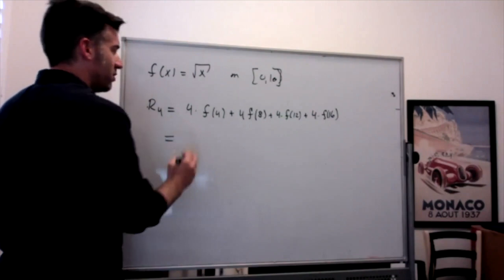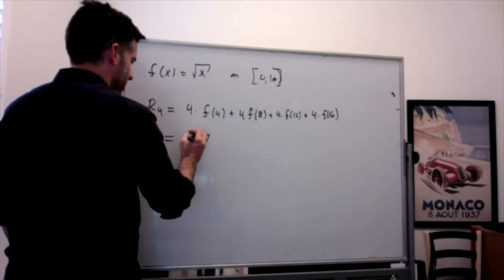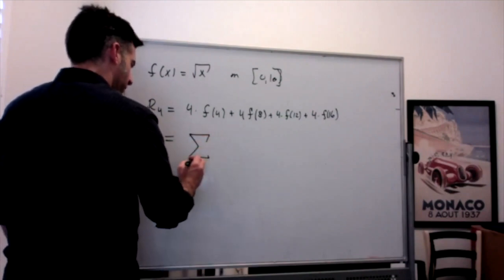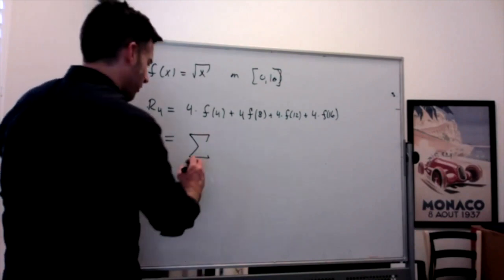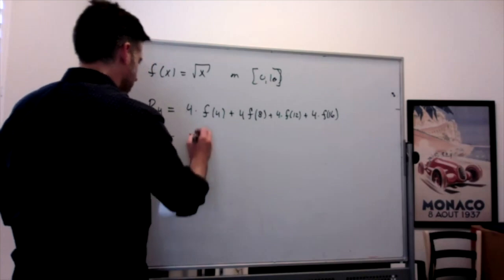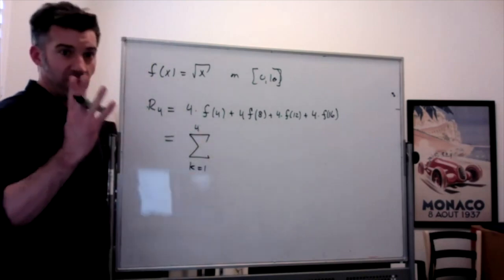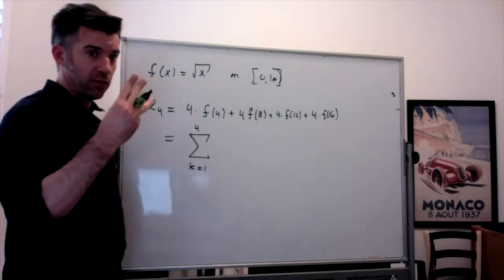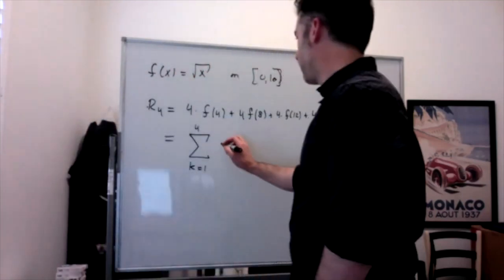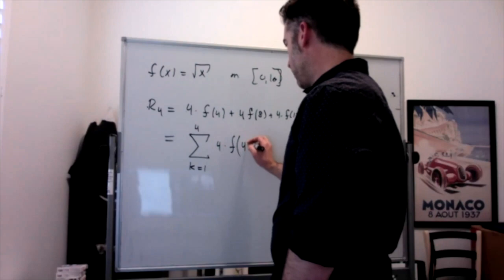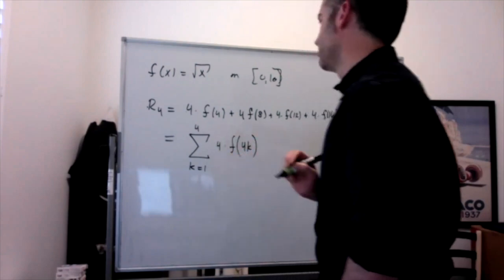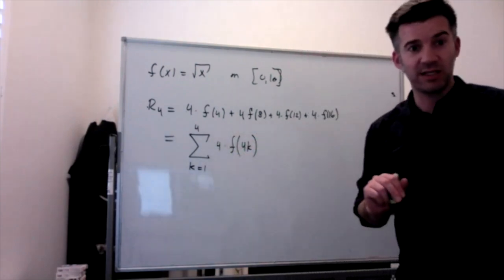But there's another way to do this. I can write this as the sum from k equals 1 to 4, because I have 4 things, so I need 1, 2, 3, 4, of 4 times f of 4k. This gives me exactly the same thing.